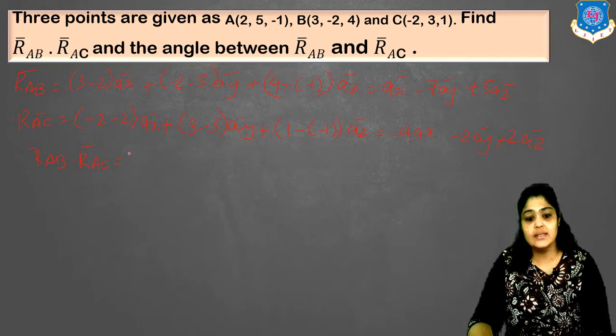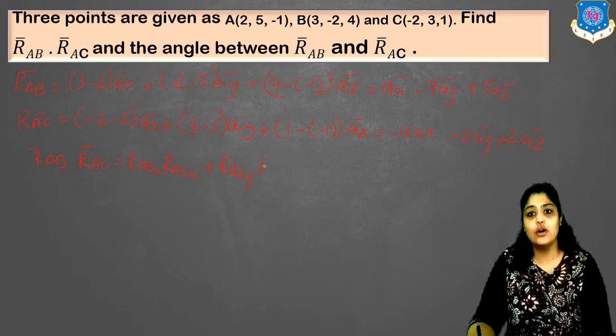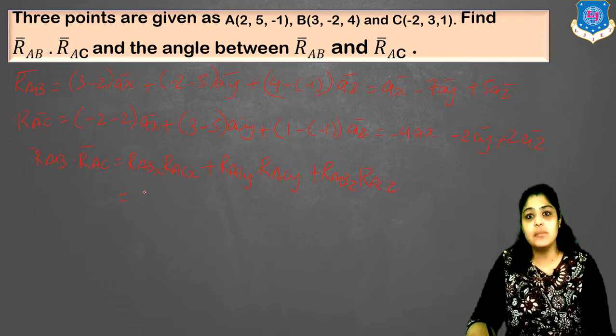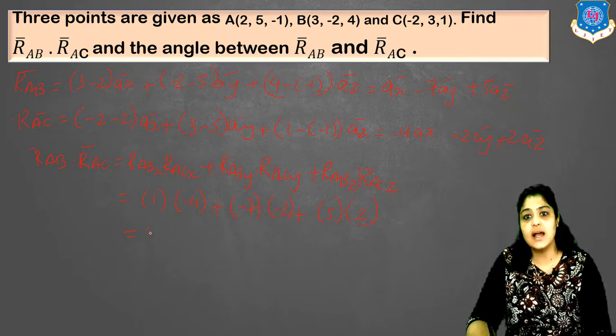So now we find out RAB dot RAC. This can be found as RABX RACX plus RABY RACY plus RABZ RACZ. What is this? You have 1 into minus 4 plus minus 7 into minus 2 plus 5 into 2. So this gives us the answer as 20.